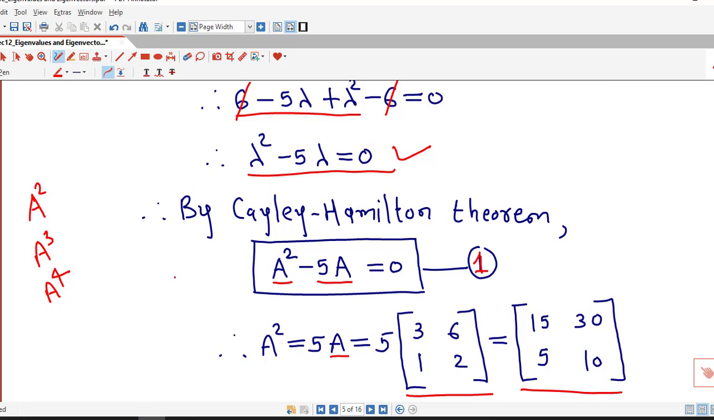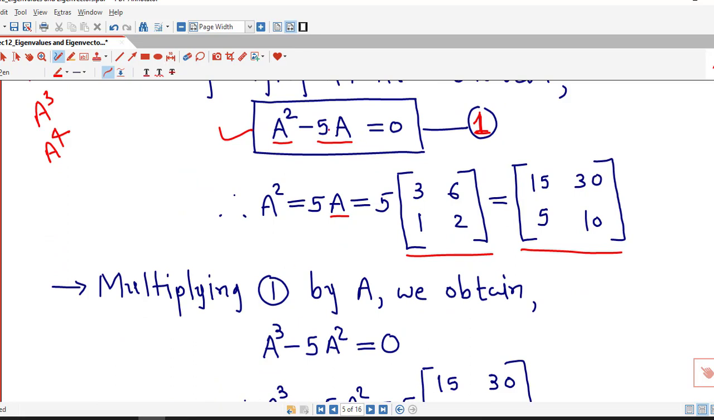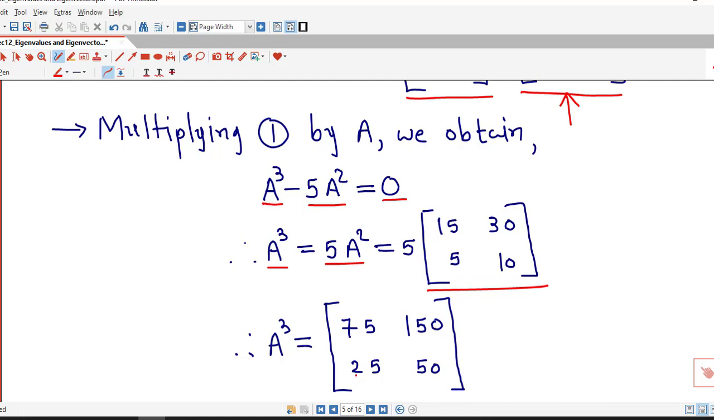Now to find out A cube, we multiply this equation 1 on both sides by A. So multiplying 1 by A, we obtain A into A square, that is A cube, minus 5A into A, that is minus 5A square equal to 0. So from this we can obtain A cube equal to 5A square. We have calculated A square here, so we multiply each entry of A square by 5 and we obtain this matrix as A cube.